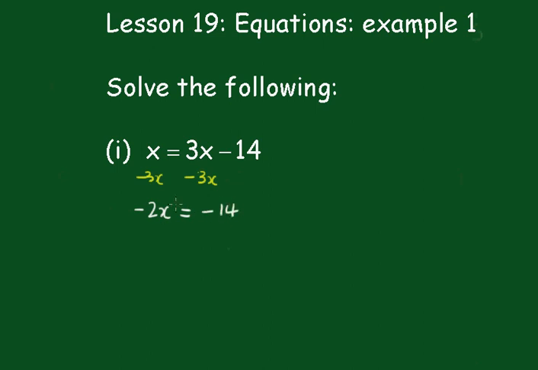Now I want to isolate the x, so I need to divide both sides by -2. So I'll divide both sides by -2 here. And that gets rid of the 2's, so I get x is equal to, now -14 divided by -2 is positive 7. So x equals 7. And you can check that. If you put that back in there, you see the left hand side would be 7. 3 times 7 is 21 minus 14 does in fact give you 7.